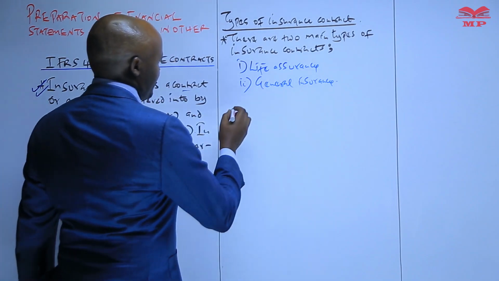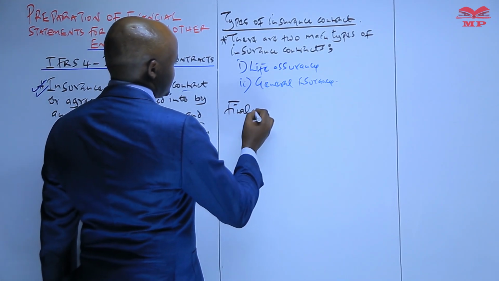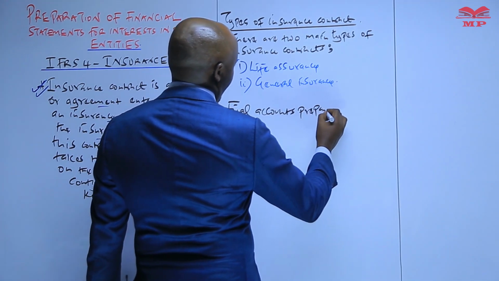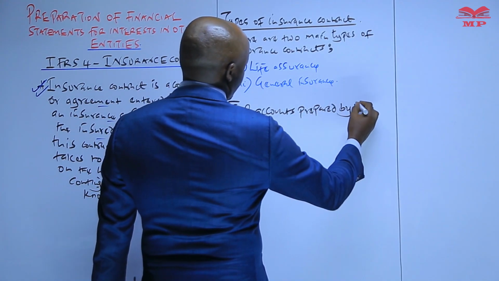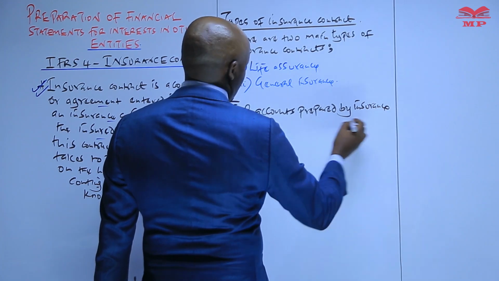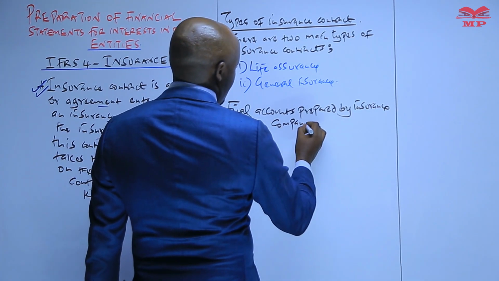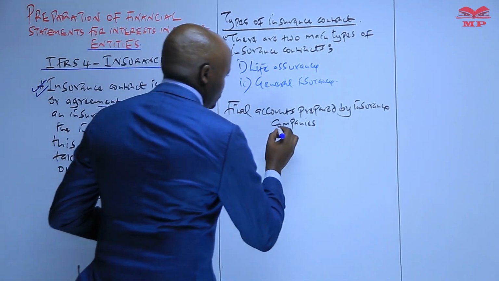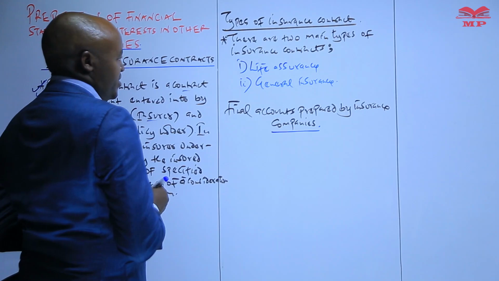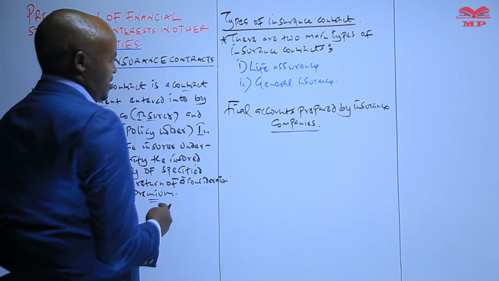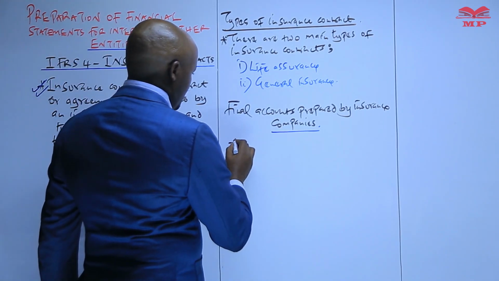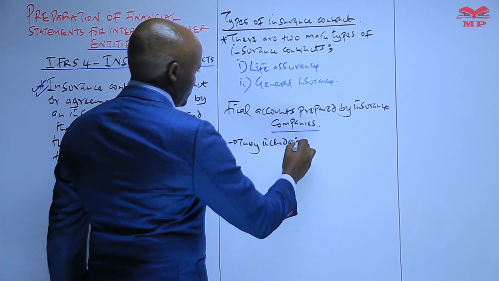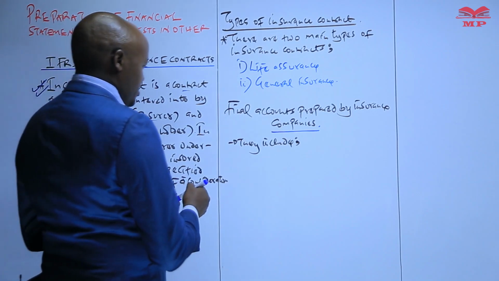So therefore, you can look at the final accounts prepared by insurance companies, or in other terms, prepared by companies offering insurance contracts. Here we have around 3 final accounts. So we can say that they include, number 1, the revenue account.